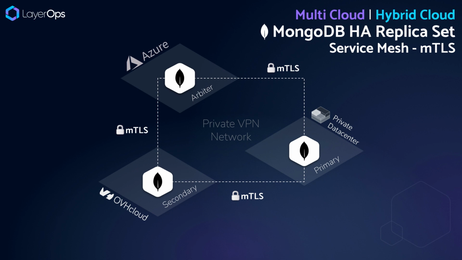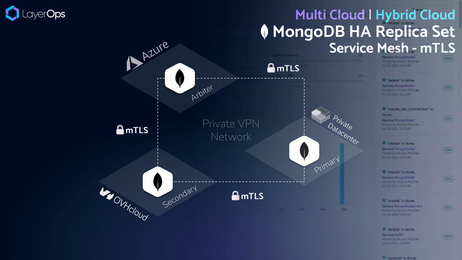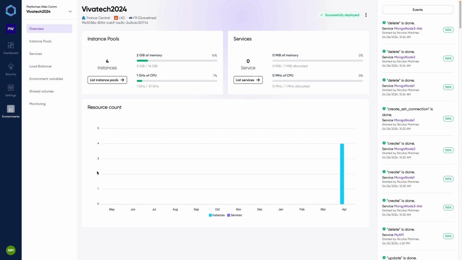In this video, we'll show you how to deploy, in just a few minutes, a ReplicaSet mongoDB of 3 nodes, with each node deployed on 3 different providers. The primary on private data center resources, the secondary on an OVHcloud instance, and the last on a Microsoft Azure instance. In the previous video, we saw the creation of the pool instances that will be used for our deployment.